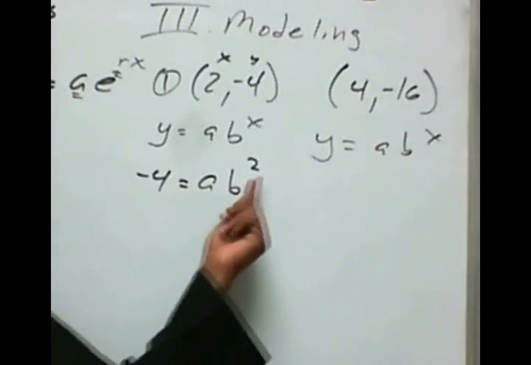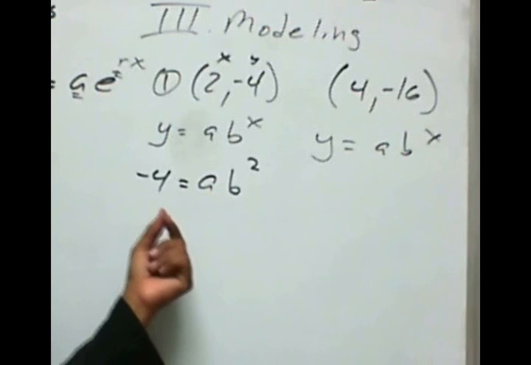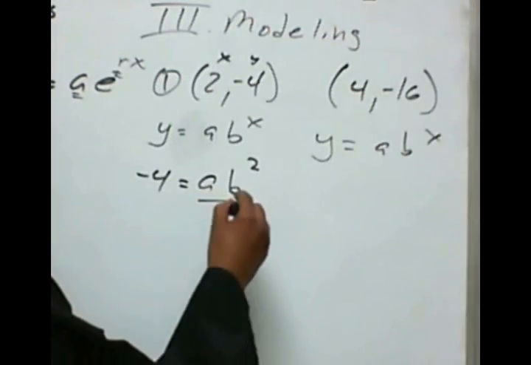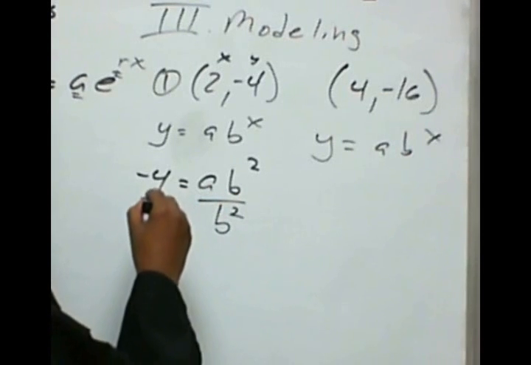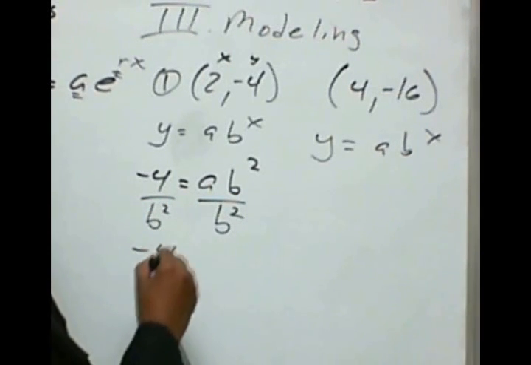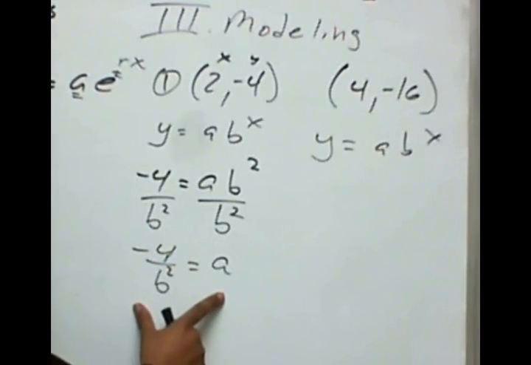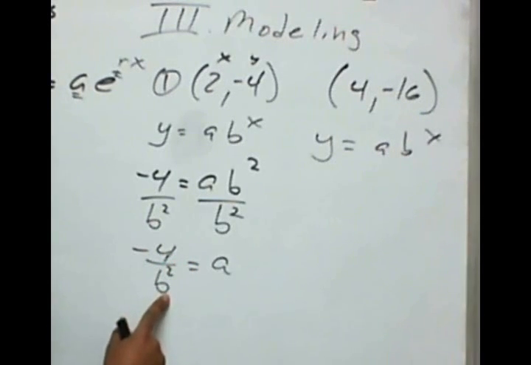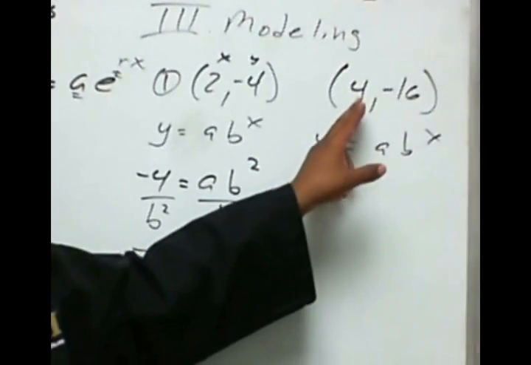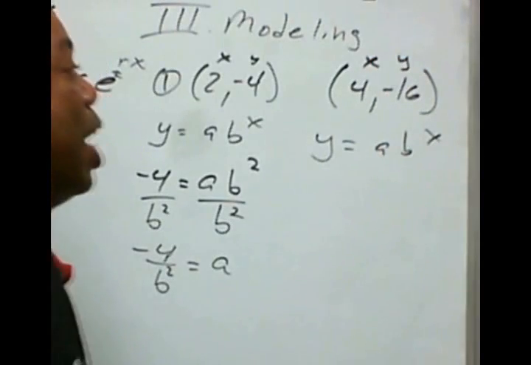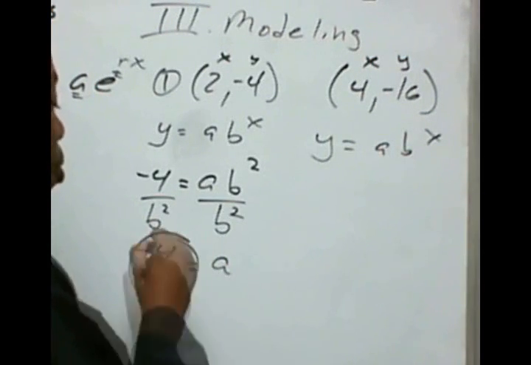Now that I put my -4 and my 2 in here for x and y, I'm going to solve for a. Solving for a, I divide both sides by b squared, and I get -4 all over b squared equals a. Now from there I'll stop because we have solved for a. I'm going to go to that side, and I'm going to use the x and the y here, and I'm going to use the a from here.